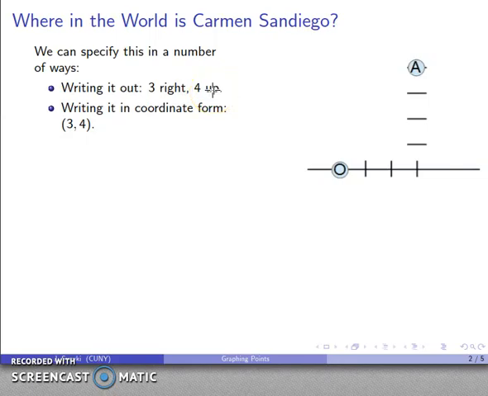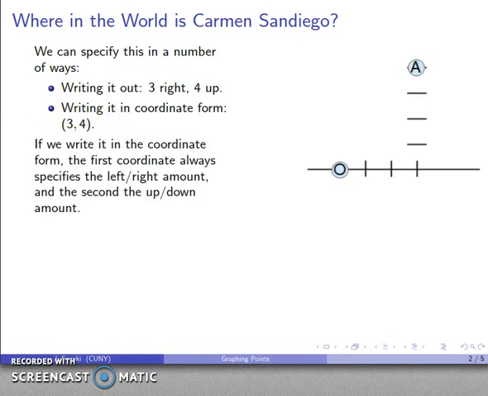The other thing I can do is write this in what's called coordinate form. It's a set of directions, so I have to specify how far over horizontally and how far up vertically. So I need to specify two numbers, two ordinates, which are the coordinates, and that's going to be (3, 4), where I specify the horizontal distance first, the vertical distance second, and I put the whole thing in a set of parentheses. It's important to remember that this is a single point. These are directions for getting there.